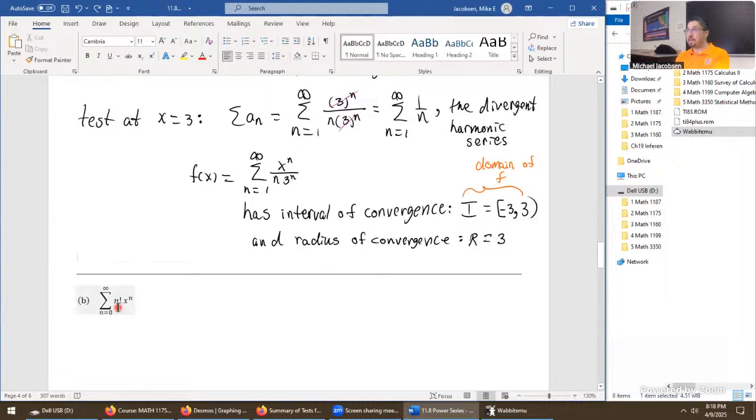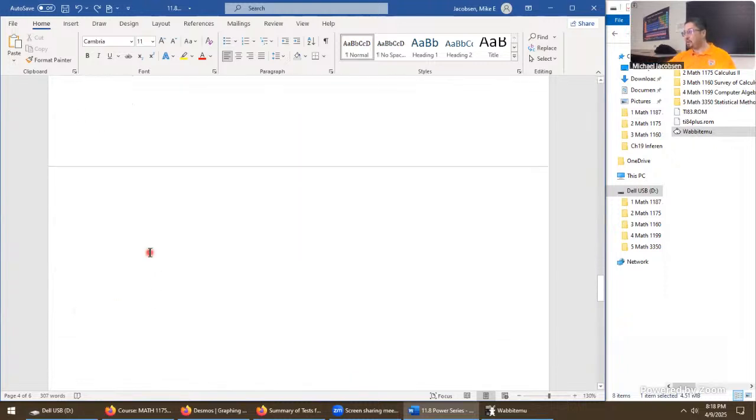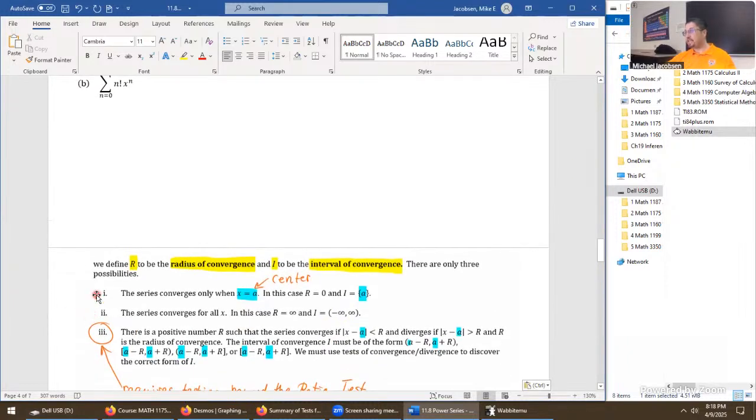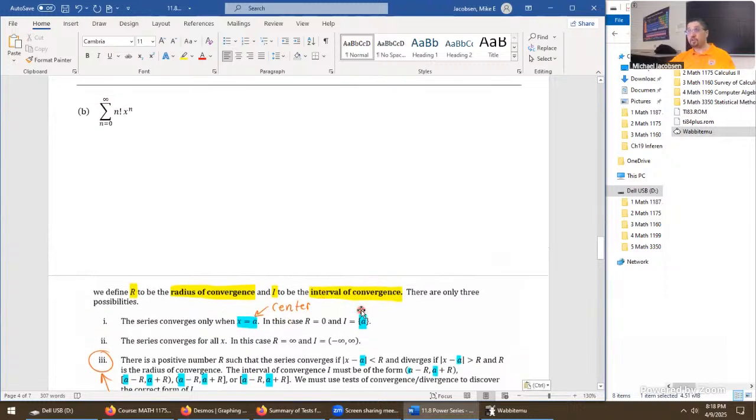We still have to show all the steps that support that, but having a set of expectations before you launch into the problem is pretty valuable, I'd say. So we're probably in case 1. Radius is 0, interval of convergence would be the center, also 0. Let's see if that really happens.